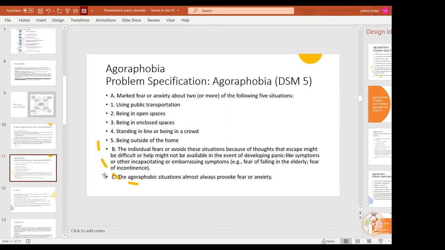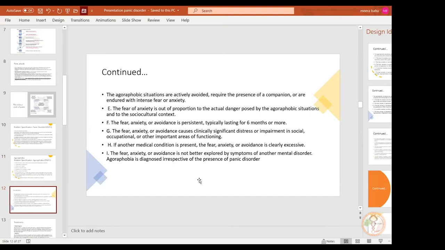And the agoraphobic situations almost always provoke fear or anxiety: being in a crowd that they cannot handle, being in closed spaces, lifts, things like that. So they avoid those situations. It continues: the agoraphobic situations are actively avoided, require the presence of a companion, or are endured with intense fear or anxiety. So they can take someone else with them and they are able to go there, but apart from that the place is avoided. The fear or anxiety is out of proportion to the actual danger posed by the agoraphobic situations and to the socio-cultural context.